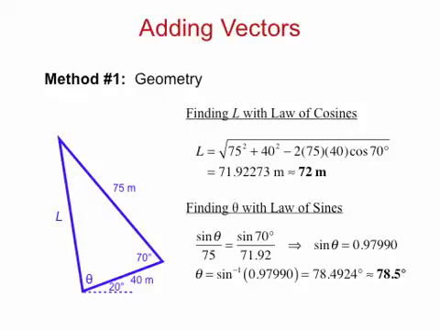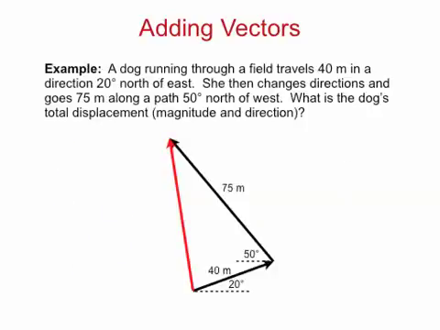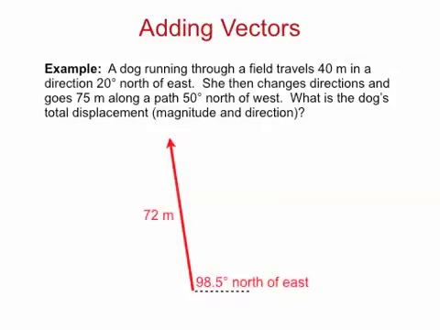Evaluating this tells us that sine theta is equal to 0.97990, or that theta is equal to 78.5 degrees. So theta plus 20 degrees is 98.5 degrees. Now back to the example to give the numbers meaning. What is the total displacement vector for the dog? Well, its length is 72 meters, and its direction is 98.5 degrees north of east.